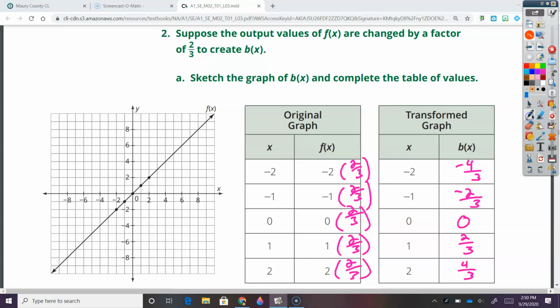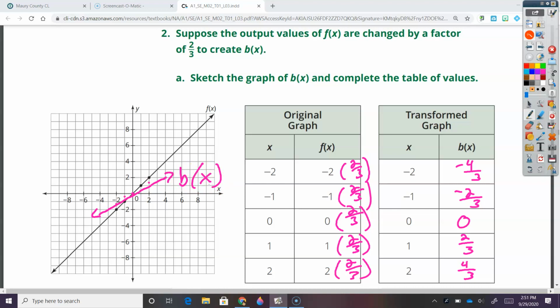And let's attempt to graph b of x. So -2 and -1 1/3. I'd say somewhere right there. -1 and -2/3. 0 and 0. I can do that one. 1 and 2/3. And 2 and 1 1/3 is the best I could get, and we need to have a straight line, so it gives you an idea of b of x.